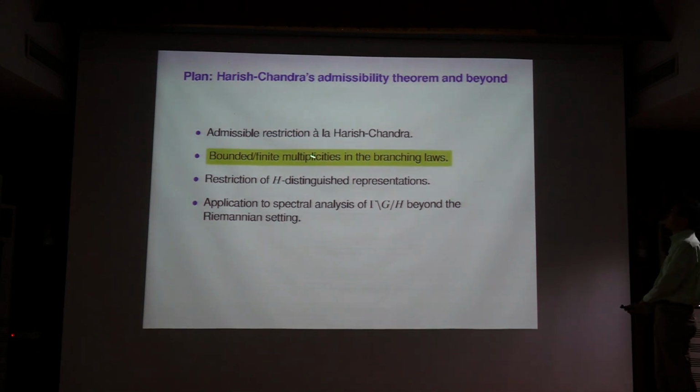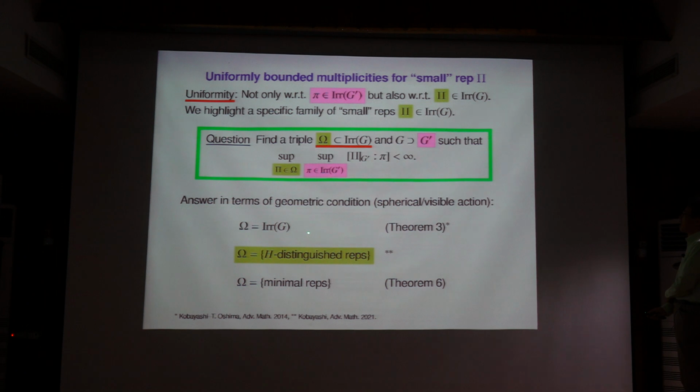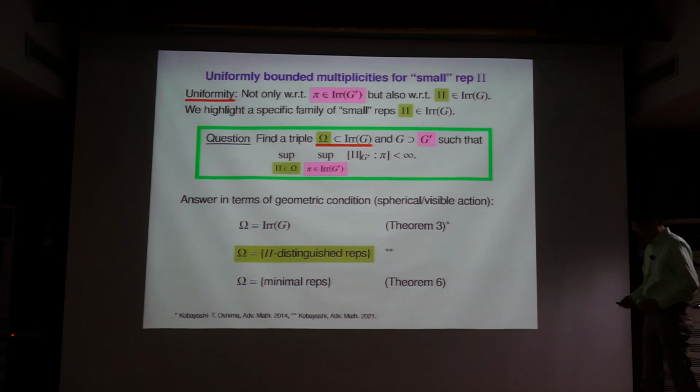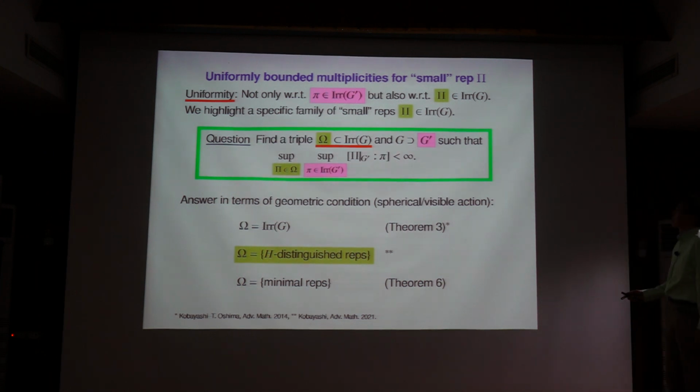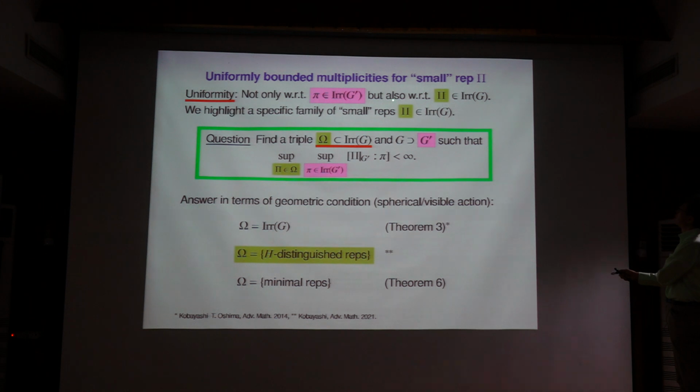So this is some result on bounded multiplicities and finite multiplicities, where we have considered some extremal cases. Namely, we consider uniformity for all irreducible representations or for specific representations. But now we consider a refinement of the results in the following setting. We want to understand the uniformity of the multiplicities not only for the representations of smaller groups, but also with respect to the representations of the larger group, but not all representations. We want to find a specific family of small irreducible representations pi, which I write symbolically as omega. So this is a family of representations of the larger group.